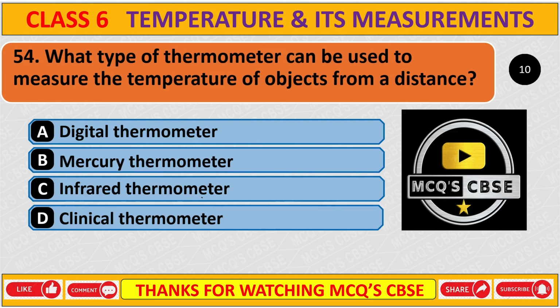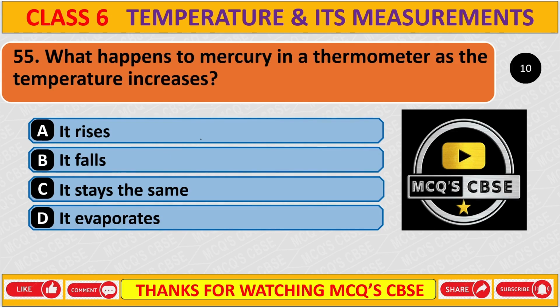What type of thermometer can be used to measure the temperature of an object from a distance? And the correct answer is C, infrared thermometer. What happens to mercury in a thermometer as the temperature increases? And the correct answer is A, it rises.